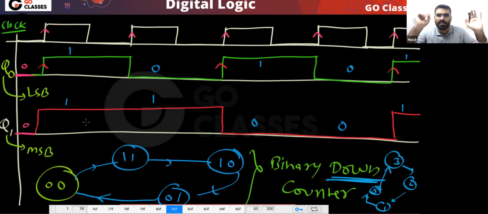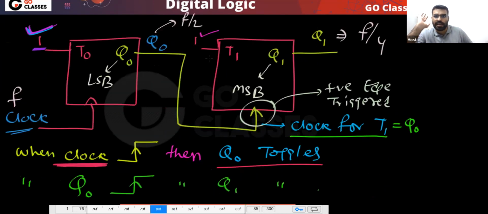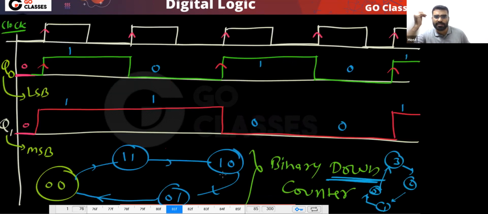Did you understand whatever we have seen so far? Did you understand this timing diagram? Remember, both the T inputs are 1, 1. It means in every clock cycle they will both toggle. This will toggle when the clock is going from 0 to 1, and this Q1 will toggle when Q0 is going from 0 to 1. Like this you will get the counting sequence, and this is your binary down counter.